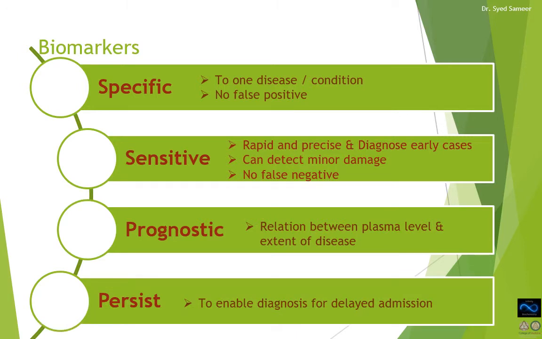Then it should be able to persist long within the individual so that we can pick it up from the blood or any other fluid and then analyze it for the diagnosis. This is important for delayed admission also. If there is a delayed admission of the individual and we need to look for the biomarkers, those biomarkers are chosen which persist around 1 day to 2 or 3 days, which makes it a good biomarker.